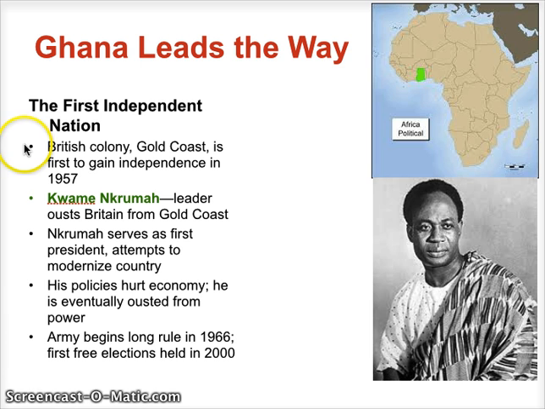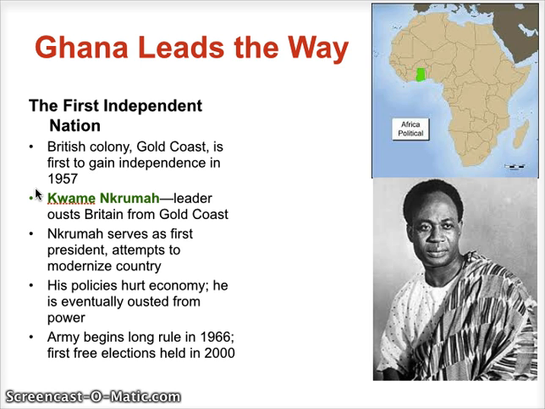One of the first countries in Africa we're going to talk about is the former Gold Coast. Gold Coast is located in this area of Africa, just so you have an idea. And this was a former British colony, and it gains its independence in 1957. And the leader of this sort of national group is Kwame Nkrumah. Now, Nkrumah, he is a non-violent leader.